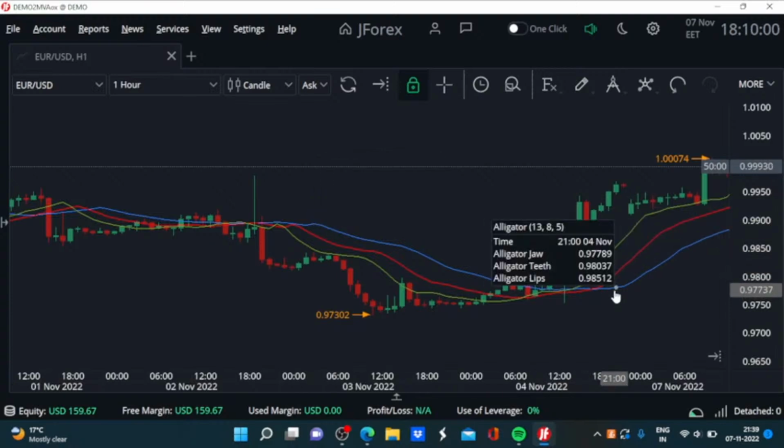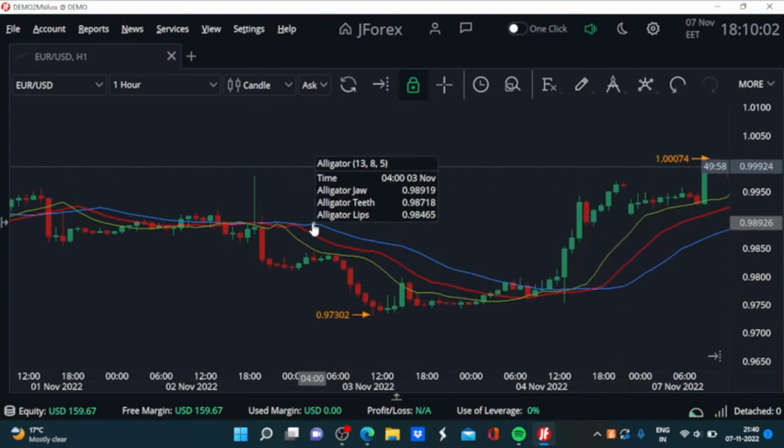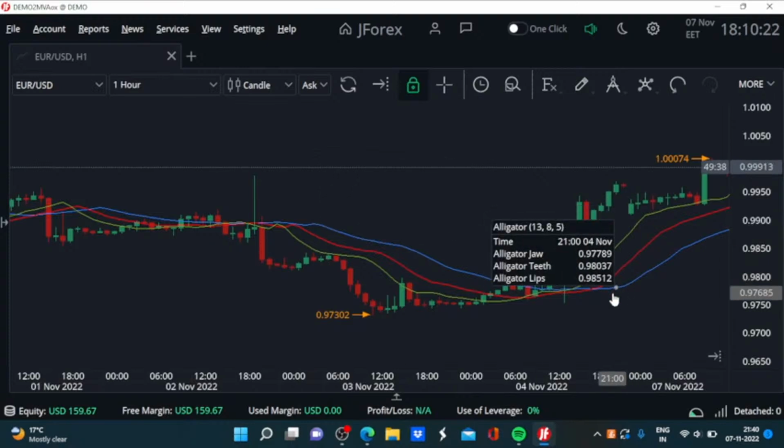In that case, here we have both these values, alligator teeth and alligator lips, below the alligator jaw. So we can classify it to be bearish. The momentum is classified as bearish, as these shorter term moving averages are below the longer term moving average, and vice versa is true for the bullish trend, where we have the alligator jaw on the lower side and alligator teeth and alligator lips on the higher side.